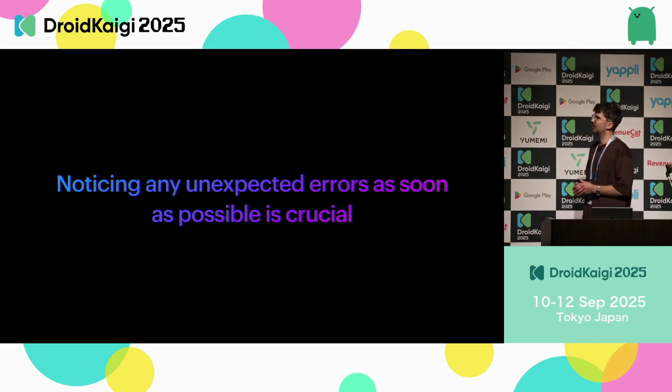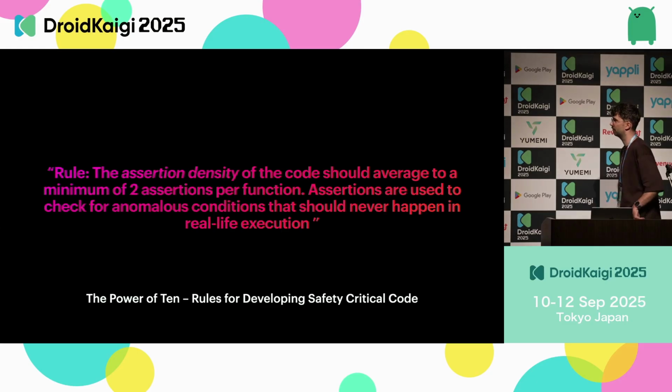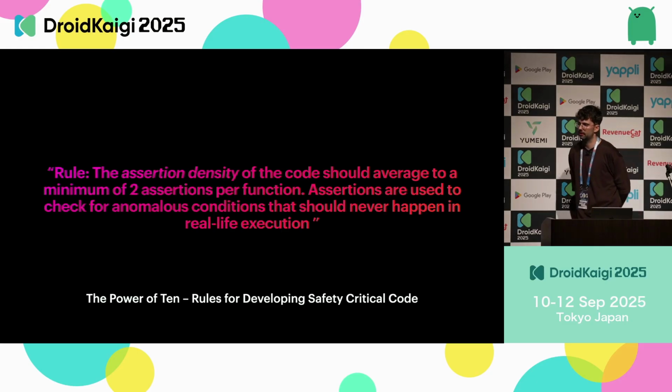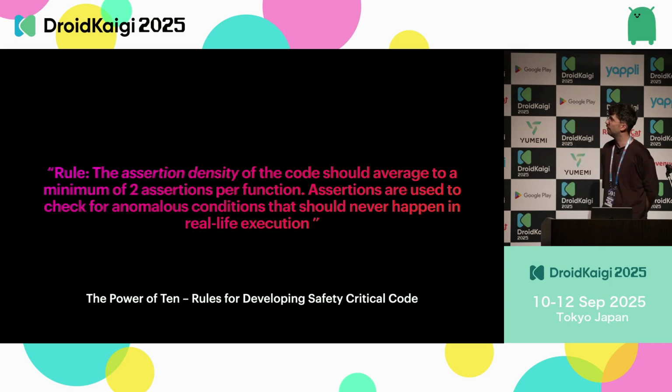And how can we notice the errors faster? This is kind of counterintuitive, because I would say that we should introduce more failure points. There is this paper that was released by NASA a long time ago, I think. It's called The Power of 10, and it includes all sorts of rules that they follow when developing their code base.